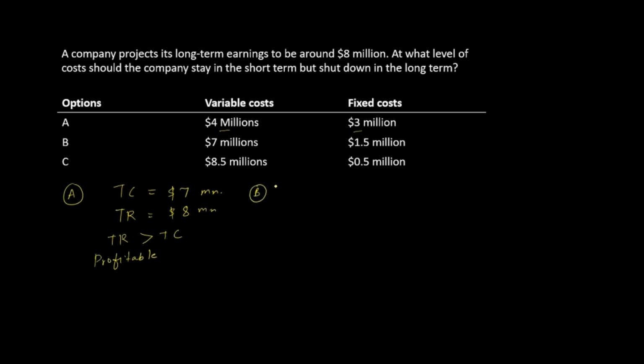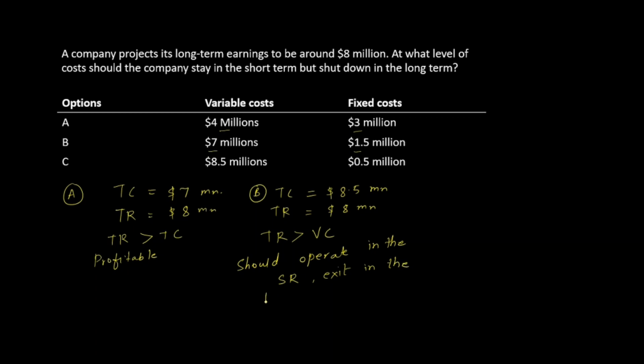Now look at option B. In case of option B, my total cost has increased. So now it is 7 plus 1.5, which is 8.5 million. And my total revenue remains the same, which is 8 million. So what is the situation here? My total revenue is definitely less than the total costs, so which means it is not very profitable, but at the same time my total revenue is greater than the variable costs. My variable cost is 7 and my total revenue is 8. So definitely the company should operate in the short run. So it should operate because it is at least able to cover some of the fixed costs. So it should operate in the short run and exit in the long run.